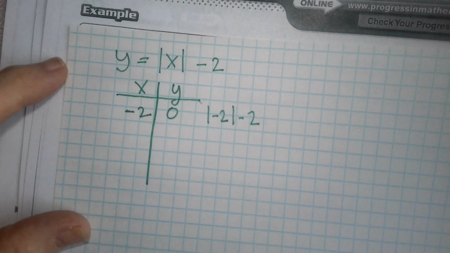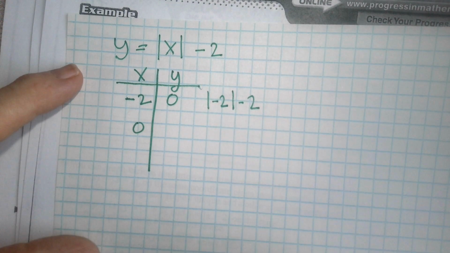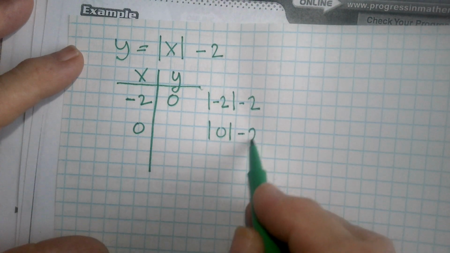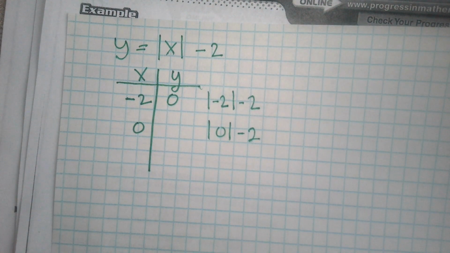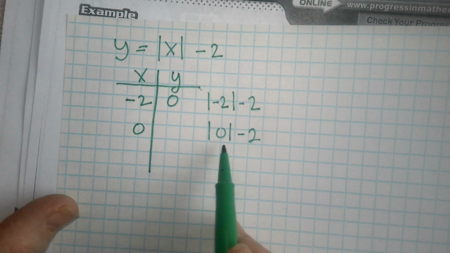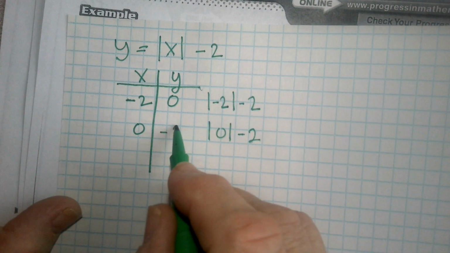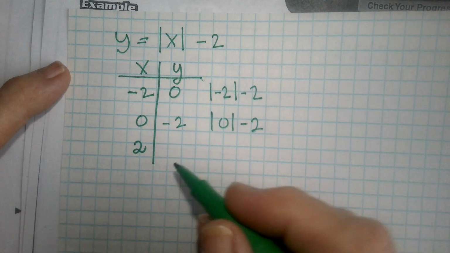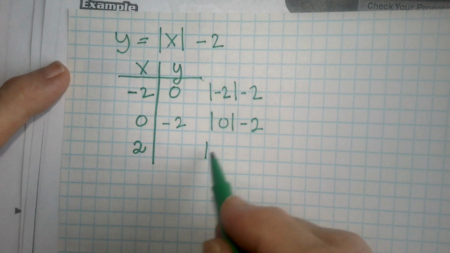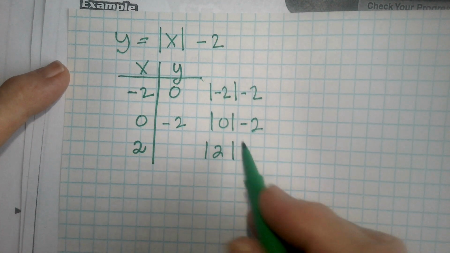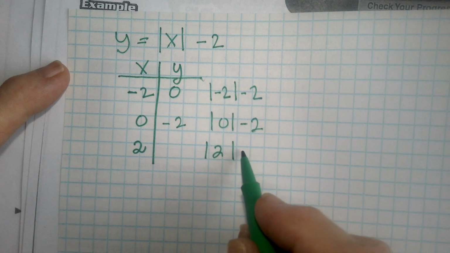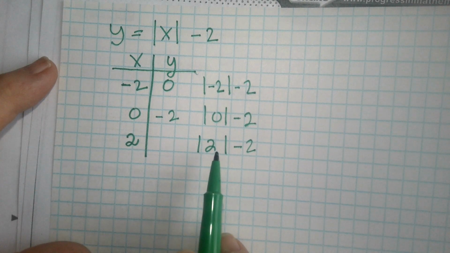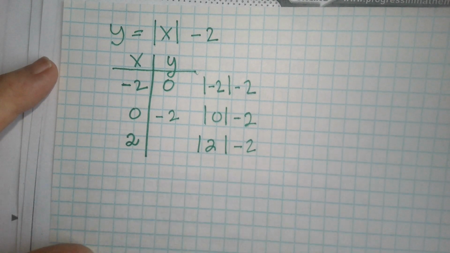And how many points did they pick? Well, they picked a lot. We're just going to pick a few. Then I'm going to pick maybe a 0. So if I put here the absolute value of 0 minus 2, who knows what that y value is going to be? Negative 2. And then I'm going to put a positive 2. If I put a positive 2 here, minus 2. So this one's going to end up being what? Yeah, 2 minus 2 is going to be 0 again.